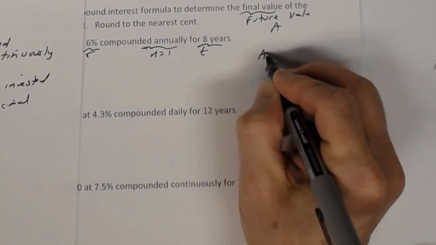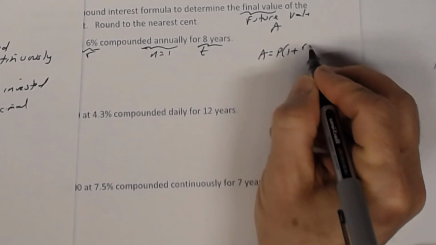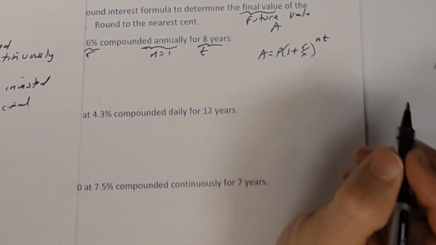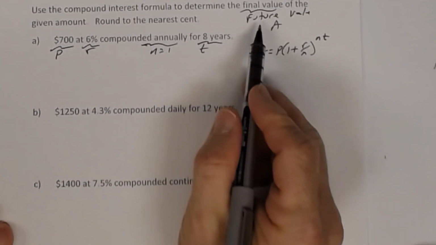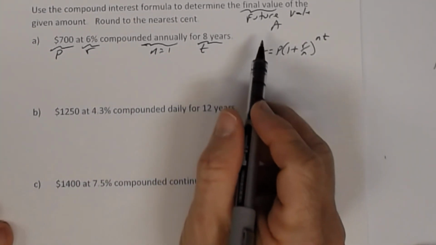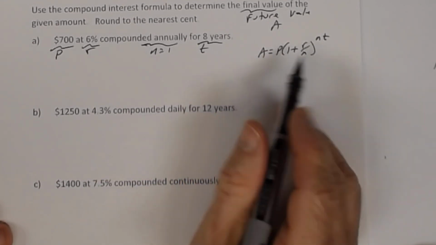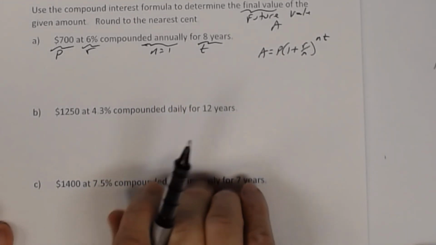So for this one, you're going to use A equals P times 1 plus r divided by n, raised to the nt. All right, so let's go ahead and substitute. You're trying to find the future value, so you're trying to find A. That's the easy kind, where you're trying to find A, and you just use your calculator.